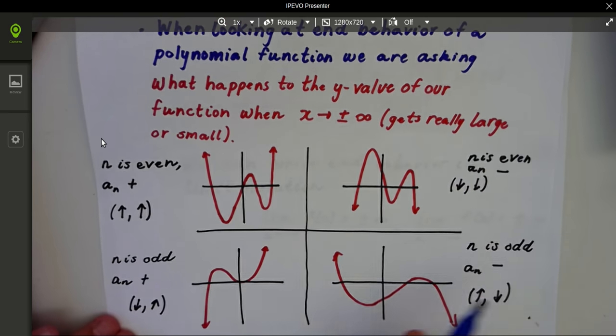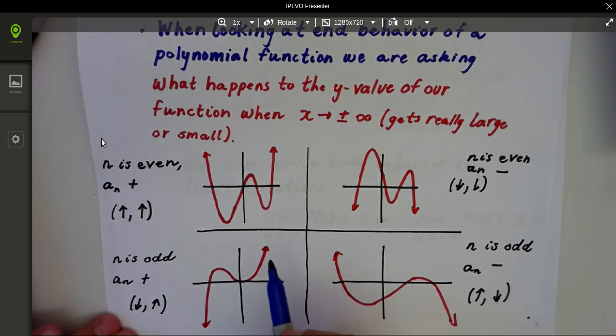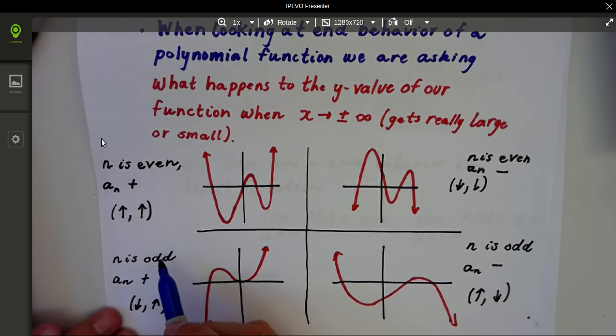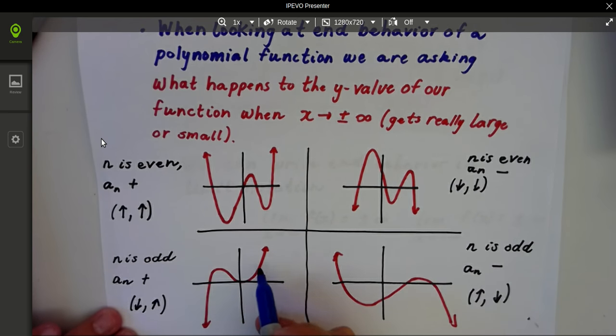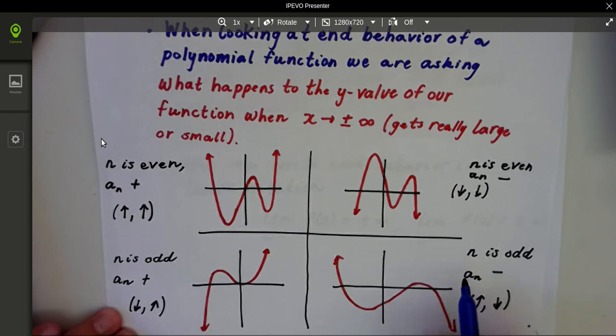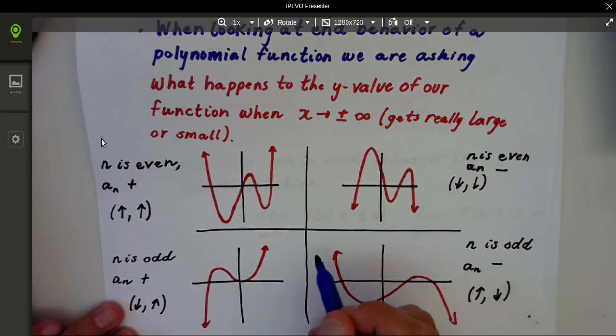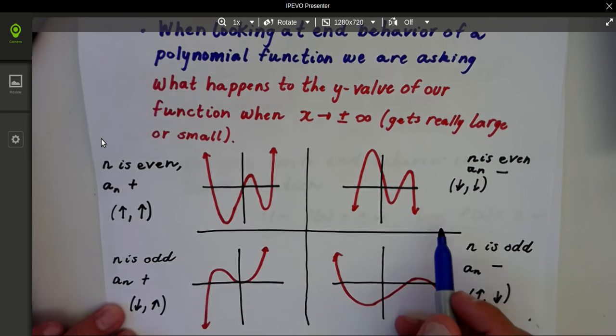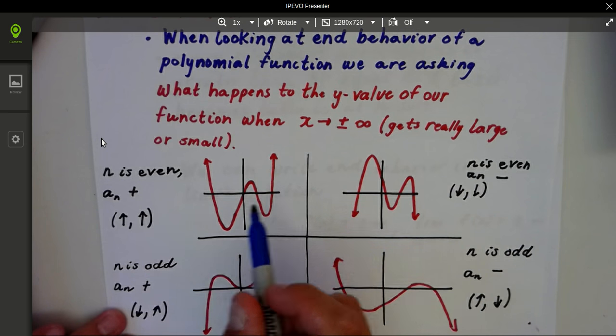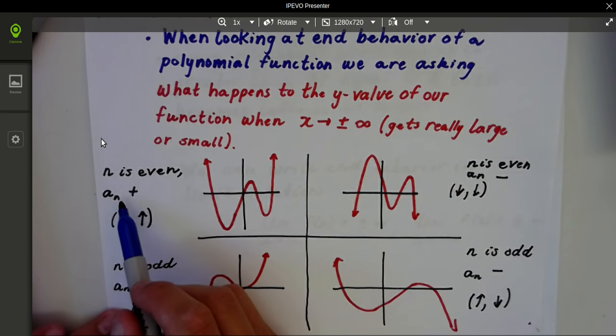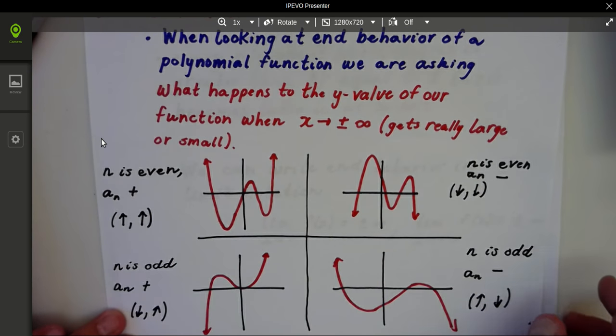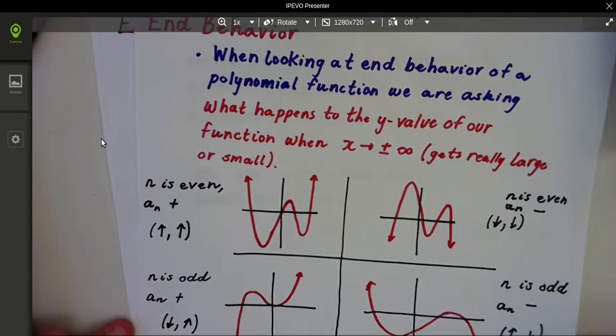Now when n is odd, the end behavior goes in opposite directions. When n is odd and a sub n is positive, we go down, up. Y is going down here, y is going up here. When a sub n is negative, it flips, so you have up, down behavior. What we're going to do is look at polynomial functions and look at the power and the leading coefficient to help us determine the end behavior.